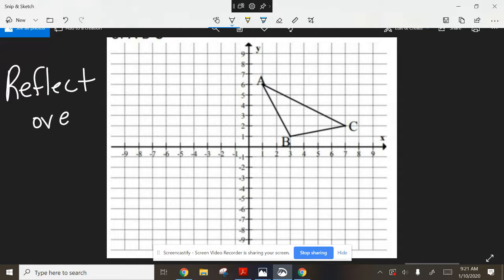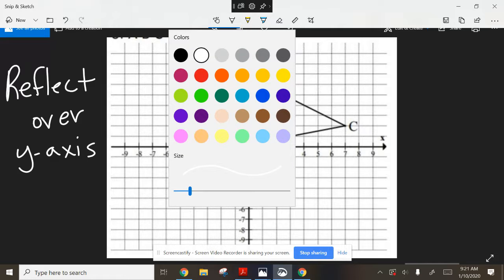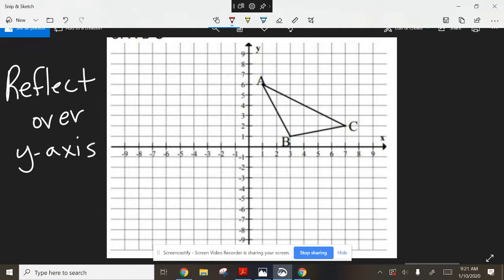What I'm going to ask you to do is reflect over the y-axis. And when I ask you to do that, a reflection is basically like a mirror or like a flip. You're flipping it over the y-axis and you're changing where it's at. Let's just go ahead. I'm going to highlight the y-axis so you get a good idea of where it's at. It even has a y on the top to label what it is. So you should never forget that.